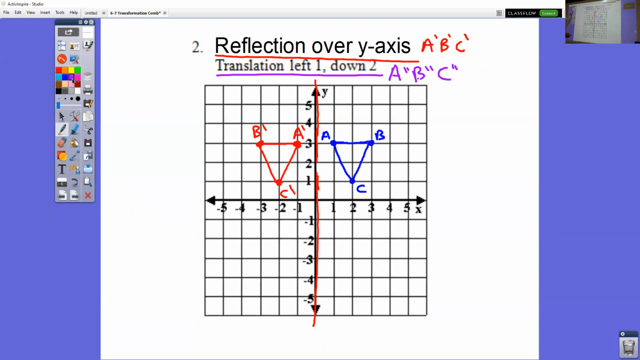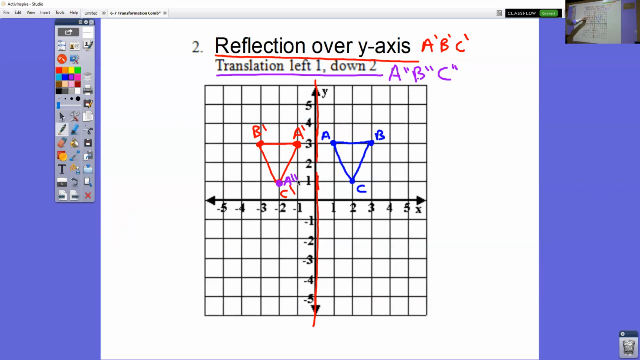Now we're going to do our double prime. Remember, our double prime is based off of our single primed picture. So we're done with that blue picture. We now want to focus on the red picture, and we need to do a translation of left 1 and down 2. So starting at A prime, we're going to go left 1, down 2. This is our new A double prime.